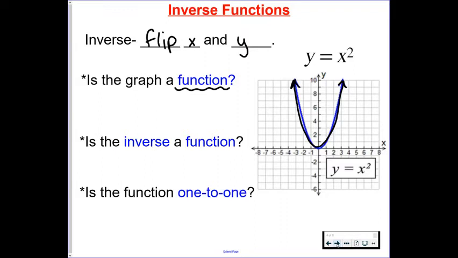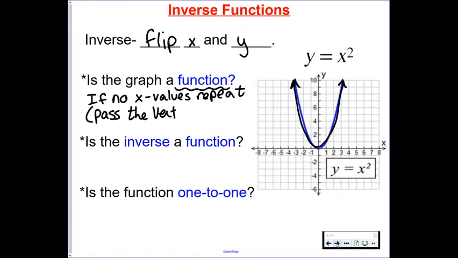And a graph is a function if no x values repeat. That's what it means to be a function. You also learn something that's very useful whenever it comes to graphing functions. The function must pass the vertical line test. That's what makes it a function as well.